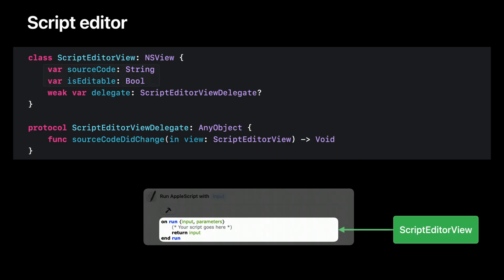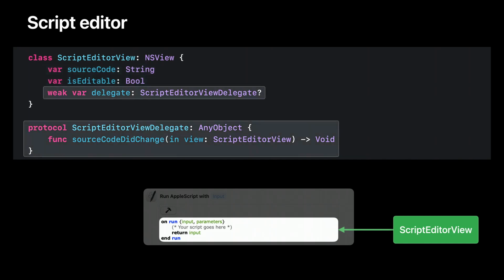All right. Now that you know the lifecycle and are familiar with the representable protocols, I'm going to show you how Shortcuts hosts the custom script editor view in the app. The script editor is an NSView called ScriptEditorView. The code that's written in the editor can be accessed and modified through the source code property, and the view can be disabled to prevent changes from being made. The script editor also has a delegate, which is notified anytime someone modifies the source code.